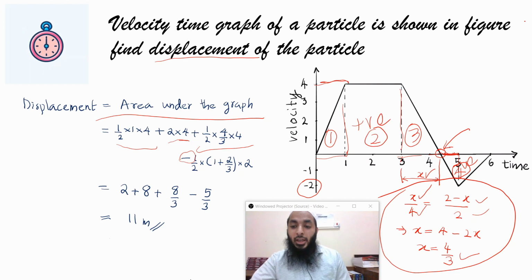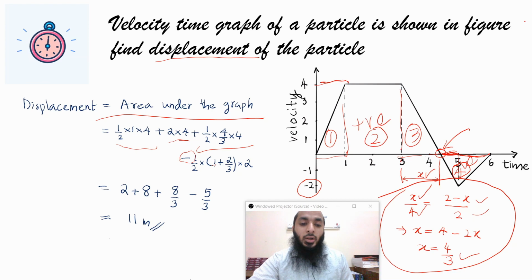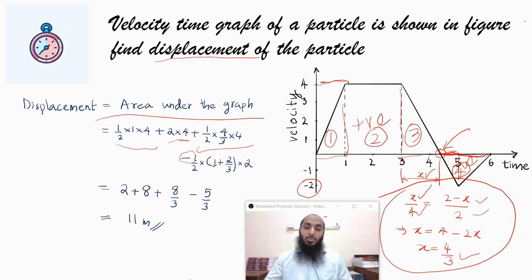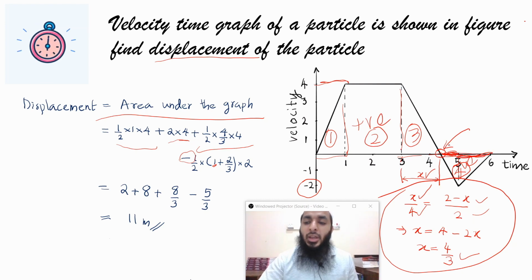Anyway, now the area of this triangle will be half into base into altitude. Now the base is not 2 minus x, but you have to add 1 to it. So that's why you see 1 plus 2 by 3, because 2 minus x, which is 2 minus 4 by 3, will be 6 minus 4 by 3, which is 2 by 3. So 2 by 3 plus 1 is the base and the altitude is 2.